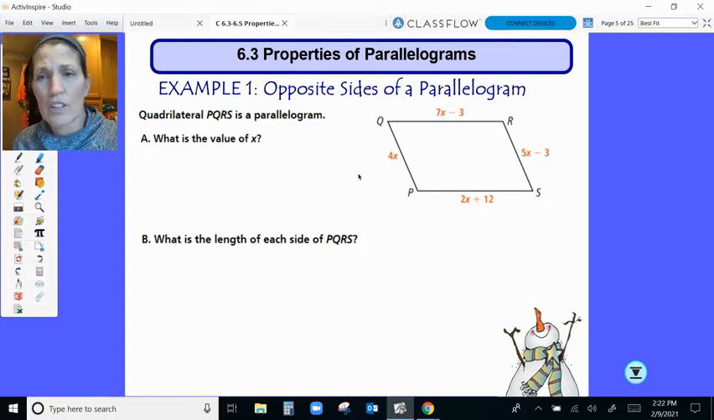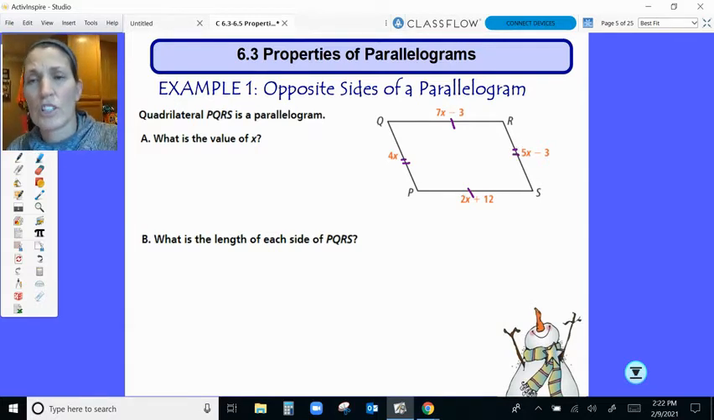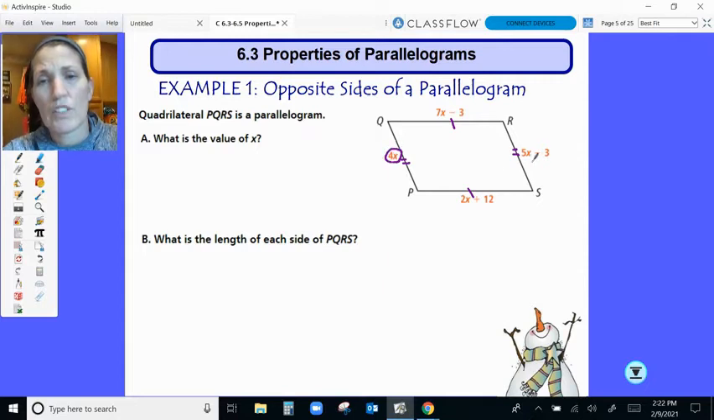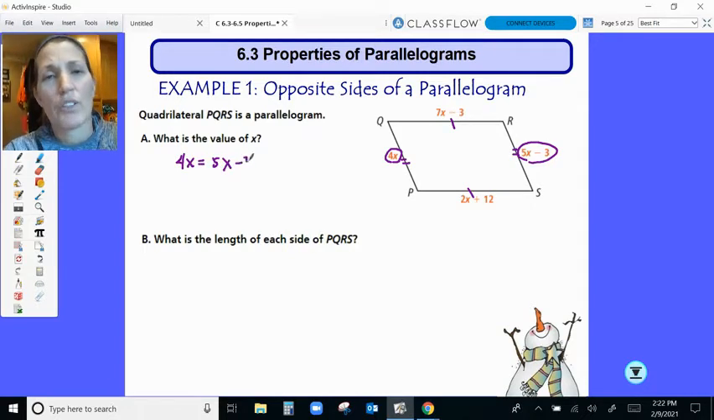We have a parallelogram here, and we want to find the value of x. Well, since we know that opposite sides are congruent, we know that this side is congruent to this side, and over here is congruent to over here. We can use that to set those expressions equal to each other. I'm going to use probably these two because that's a monomial, so it's probably the easiest. So I know that 4x equals 5x minus 3, and I can just solve for x. So I'm going to subtract, excuse me, 5x. And I get negative x equals negative 3, which means that a positive x equals a positive 3. And that is my value for x.